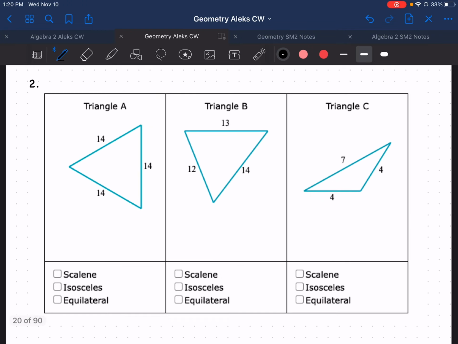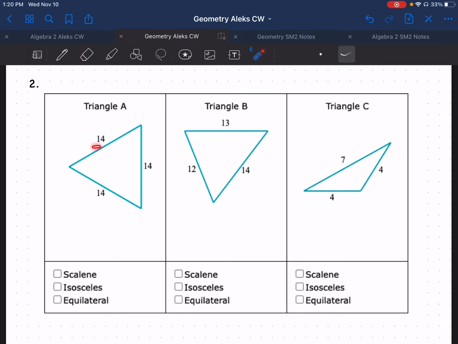All right, the next question on your quiz today is going to ask you to classify your triangles as scalene, isosceles, and equilateral. Remember, scalene means that your triangles have no congruent sides. Isosceles means we have two congruent sides, and equilateral means all three sides are equal. So we're just going to go ahead and take a look.